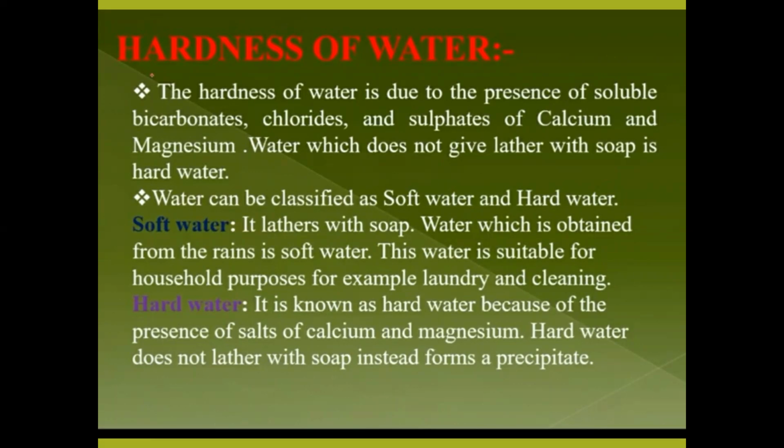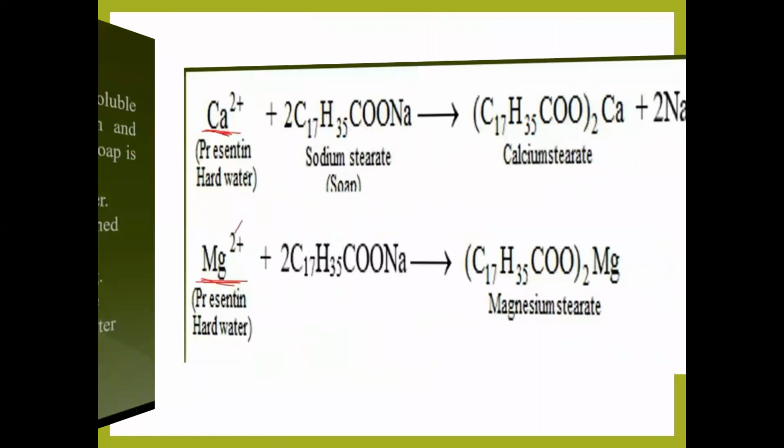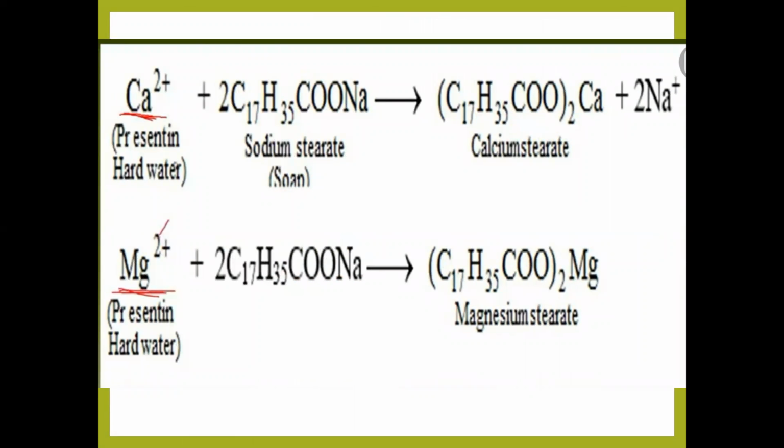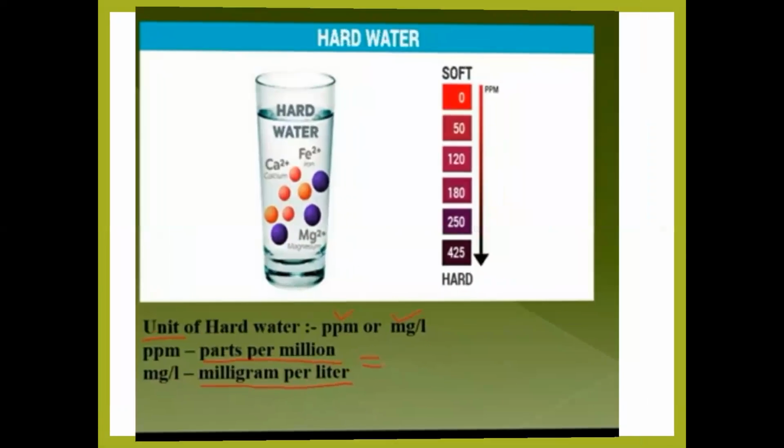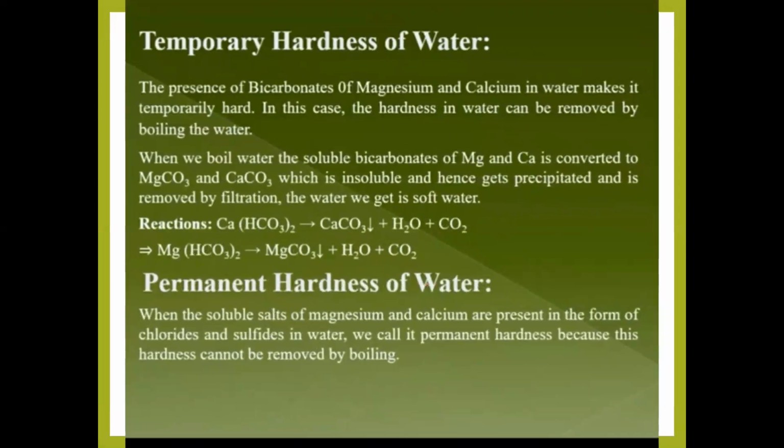Second type of hardness is permanent hardness. This hardness is due to the presence of chlorides and sulfates of calcium and magnesium dissolved in the water. And this type of hardness cannot be removed by simply boiling the water. Because this is due to the presence of sulfates and chlorides of calcium and magnesium, not because of the carbonates or bicarbonates of calcium and magnesium, it is called non-carbonate hardness.